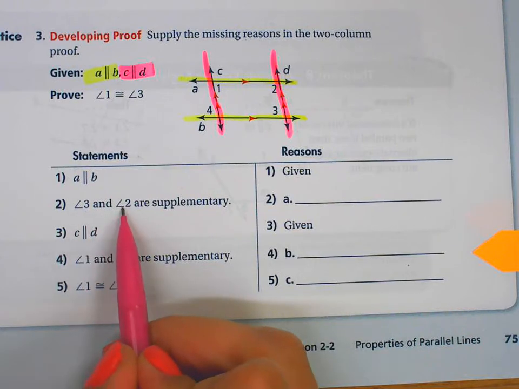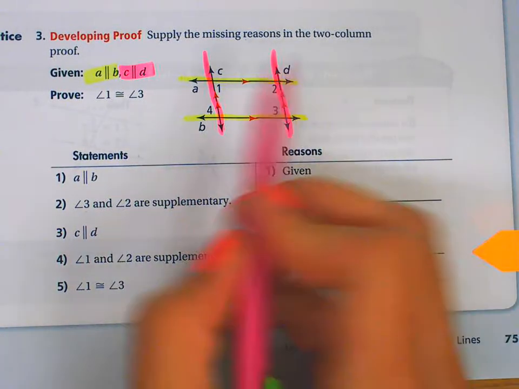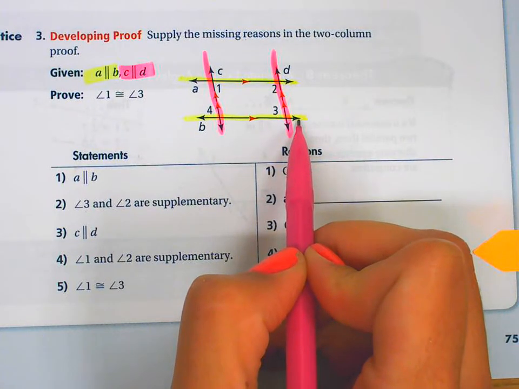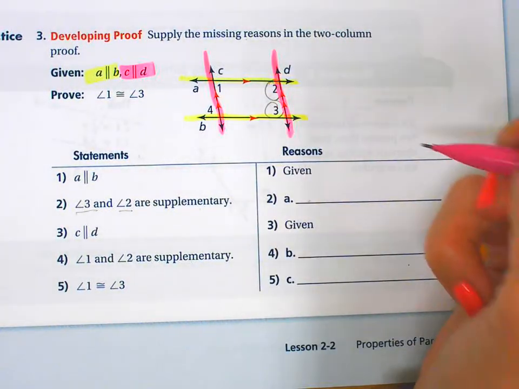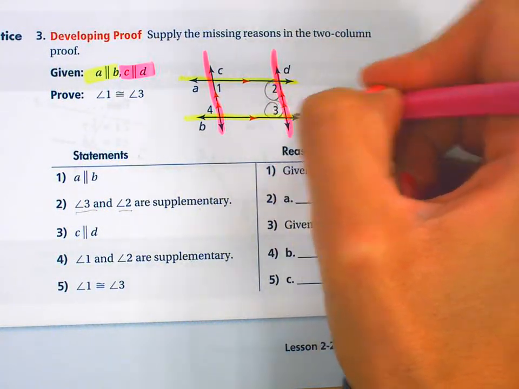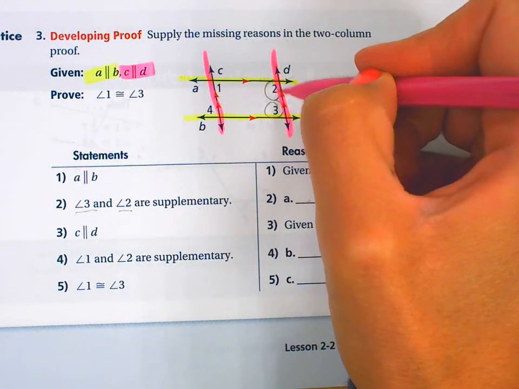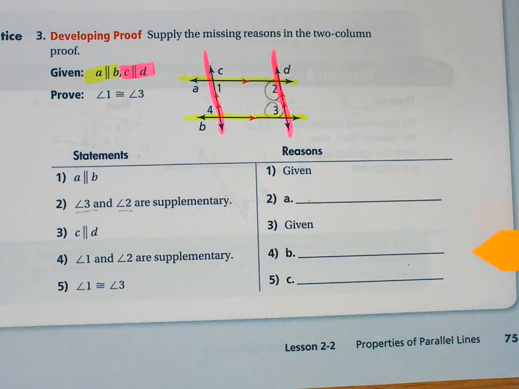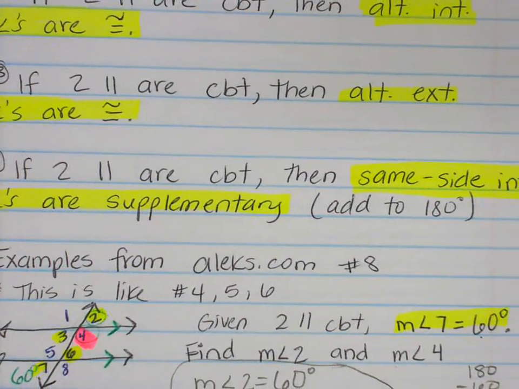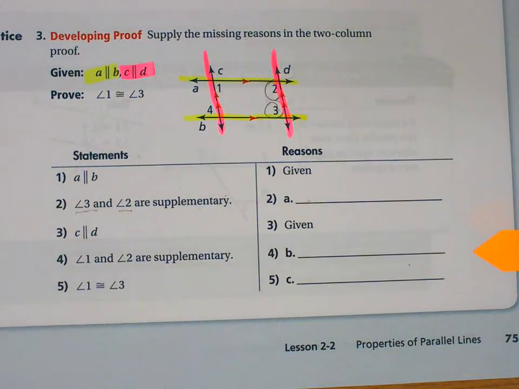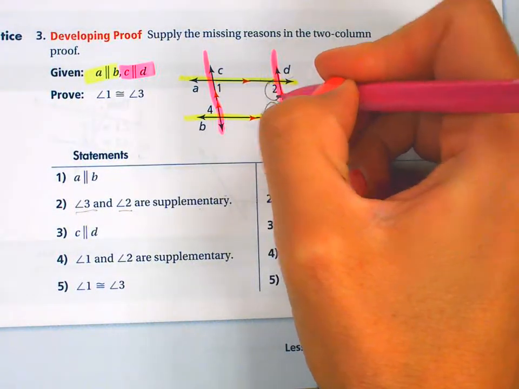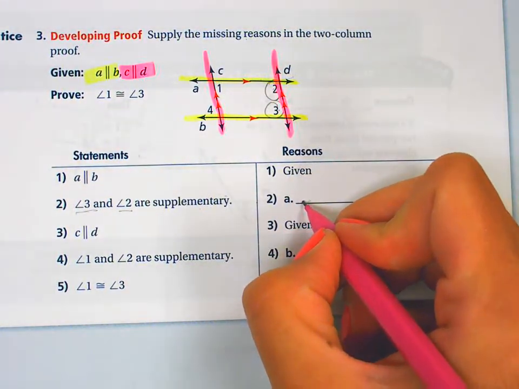It says angle 3 and angle 2 are supplementary, and I have to give a reason. Given that A and B are parallel, now we're looking at 3 and 2. When you have parallel lines cut by a transversal, you have to think, what are they? They're supplementary. If you look at the notes, remember we take notes to use. There's only one of these that says supplementary. It's the number 4 one. I'm going to write that whole thing in. They're same side interior. Just make sure that makes sense. 2 and 3, yeah, they are on the same side and they are on the interior. So I have to write that whole reason.